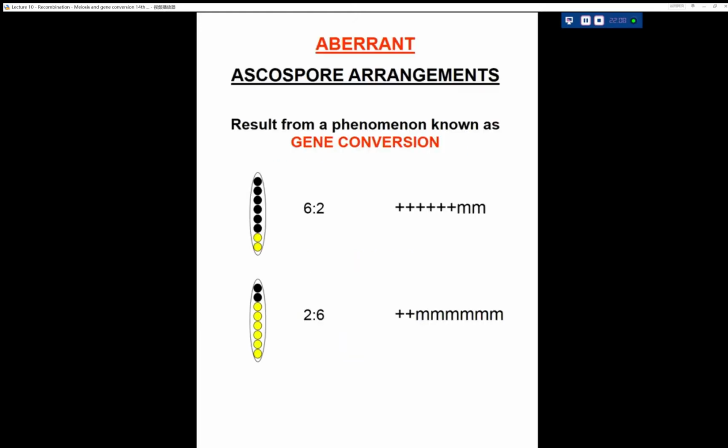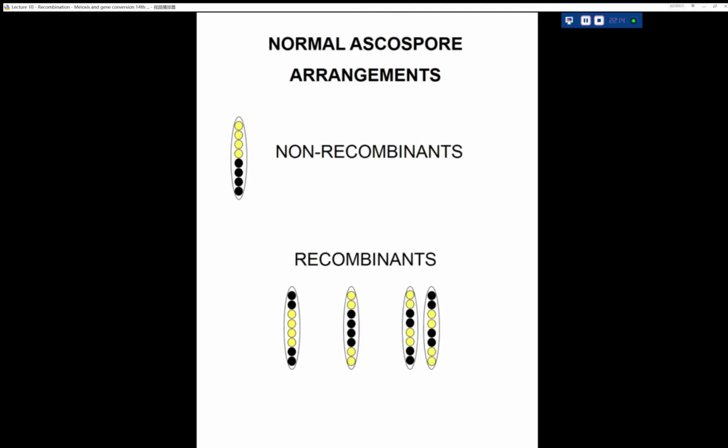Okay, so I'll show you how these can be generated in a moment. But these are all considered to be normal arrangements. These are normal. Recombination should be taking place in meiosis, so these are just recombinants. They normally take place. Okay, so you get generation of these.